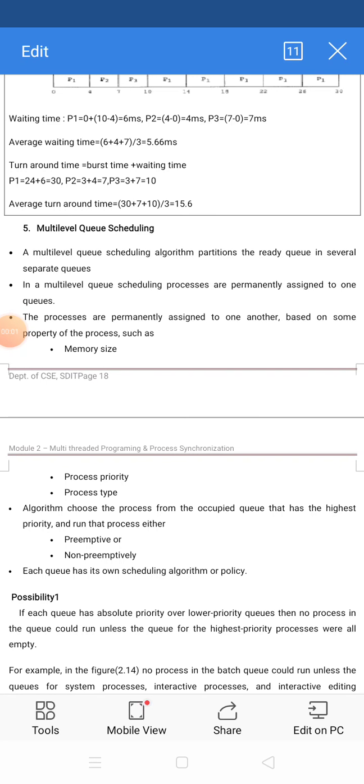In previous videos we had seen the different scheduling algorithms and how the waiting time and turnaround time can be calculated in each of the scheduling algorithms. So next we move on to multi-level queue scheduling.